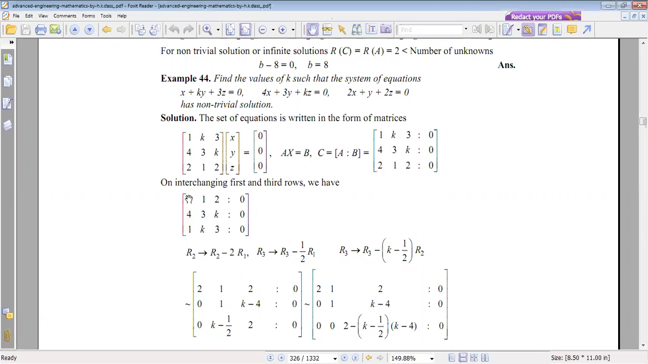Now see here, row 2 tends to row 2 minus 2 row 1, 4 minus 2 into 2, it will become equal to 0. And row 3 tends to row 3 minus 1 by 2 row 1. 1 by 2 into 2 means what? 1. So 1 minus 1 becomes equal to 0.